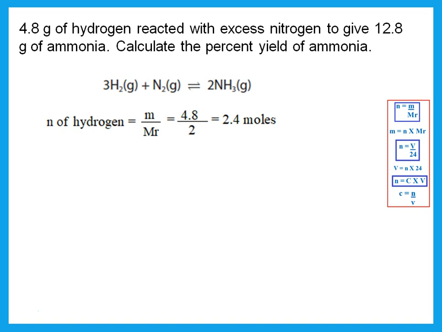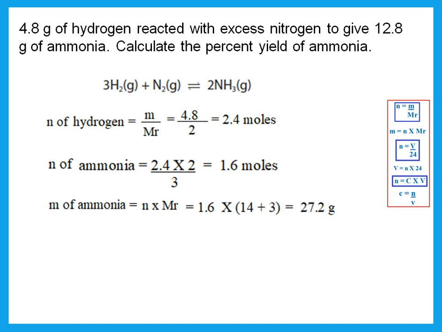So he's saying number of moles of hydrogen, mass over molecular mass, 4.8 over the 2, that is 2.4 moles. And then I look at the equation and decide what would be the number of moles of ammonia. Well, the equation says 3 moles of hydrogen give 2 moles of ammonia. So the number of moles of ammonia is the 2.4 times 2 over 3. That gives me number of moles of ammonia.